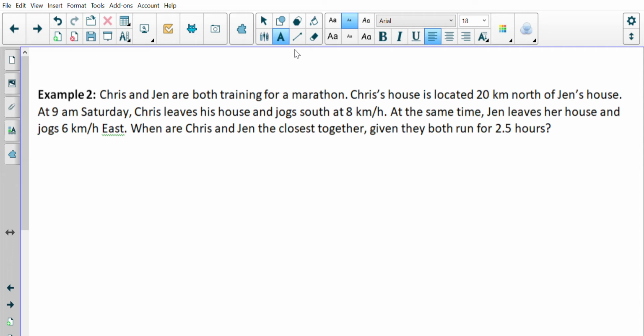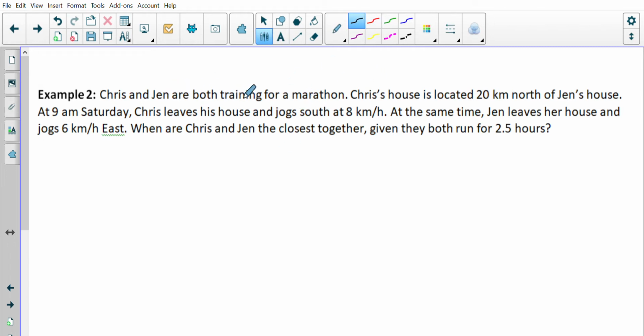And at 9 a.m. Saturday, Chris leaves his house and jogs south at 8 kilometers an hour. At the same time, Jen leaves her house and jogs 6 kilometers east. So I guess she wants no part of Chris. When are Chris and Jen the closest together, given they both run for 2.5 hours? Well outside my range. All right, so again, I'm going to try to draw a diagram.